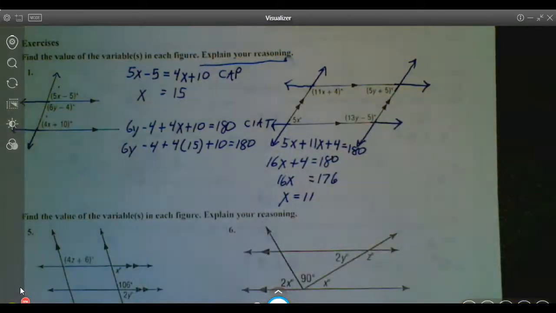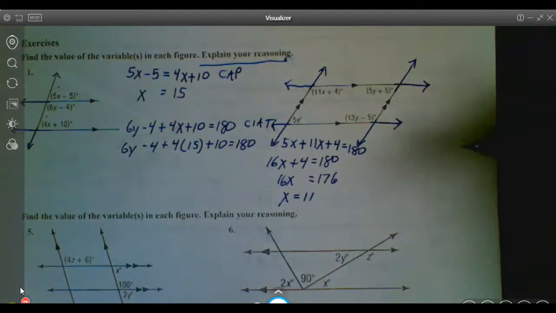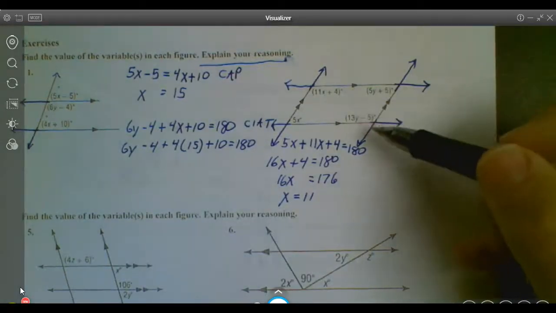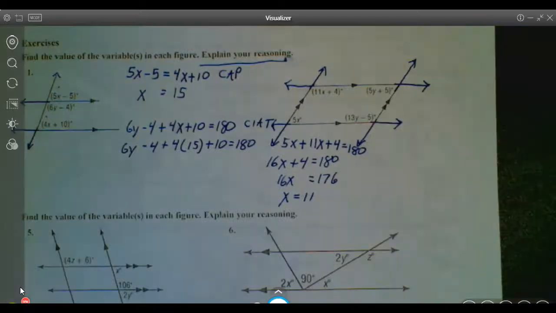So once you know that, you now have two options on how you want to solve for y. I could just pair these up and do the same thing. I could say that this plus this equals 180, and I could solve for y. And totally okay if you do that, but what else could you do?